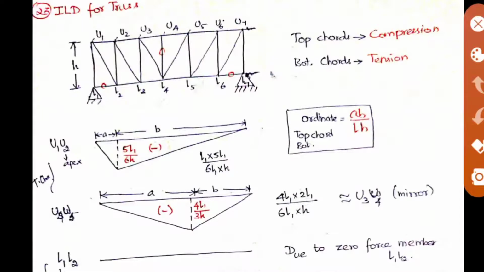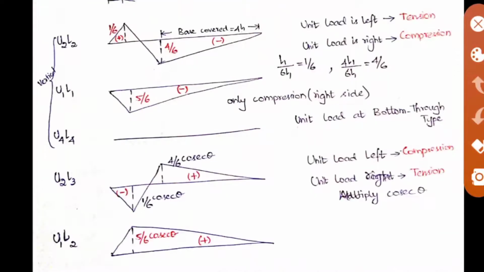So now we are going to see U2 L3 and U1 L2. Okay, so these two members we will be seeing now. So here the concept is just the reverse of that of the vertical member. Okay, in the vertical we just saw, when the load is left it is tension. Here when it is left it is compression, and when it is right it is tension. Okay, and then you have to multiply the ordinate with cosecant theta. Cosecant theta is nothing but 1 by sin theta, so it will be hypotenuse by opposite side. So we can take the angles like that, or we can take the values like that.